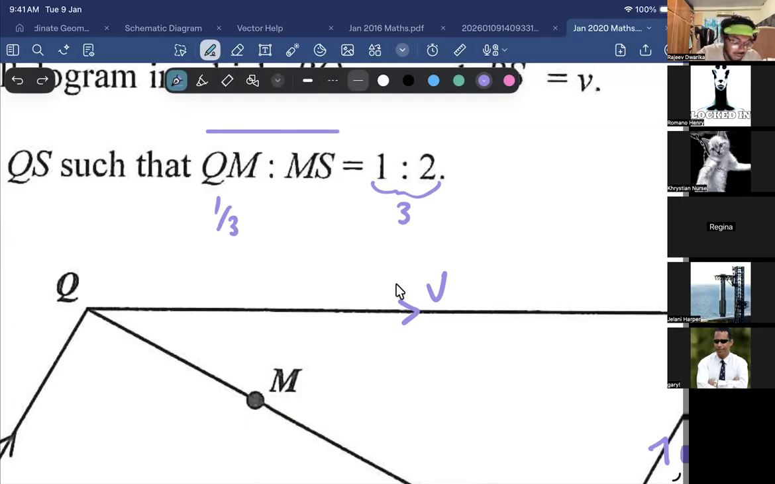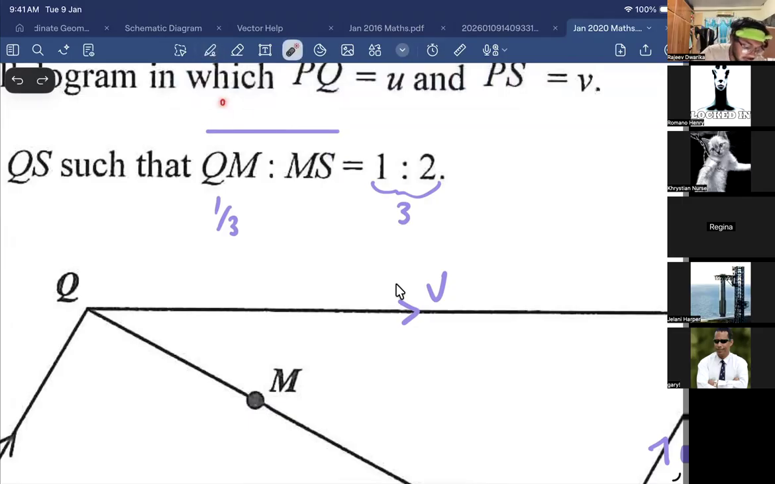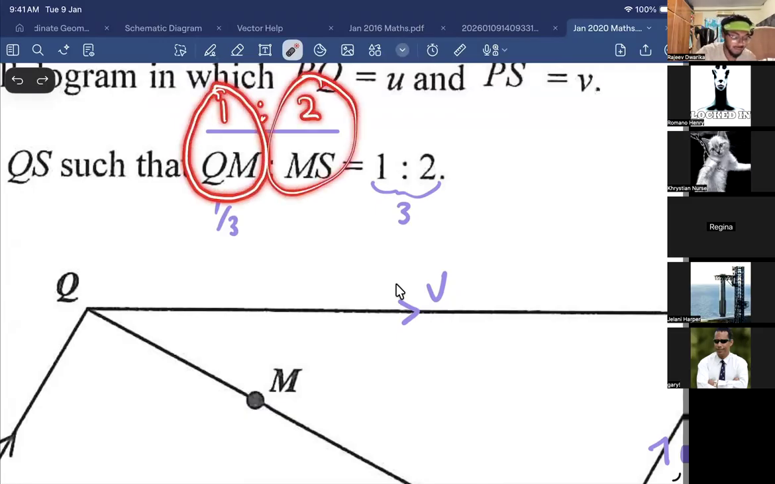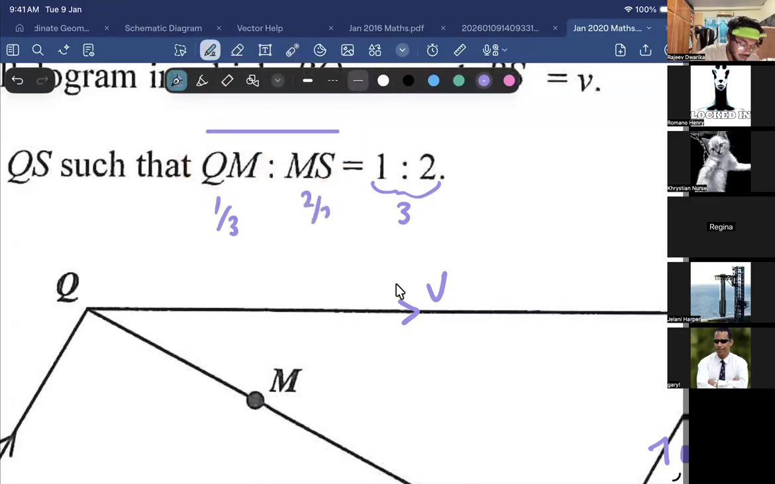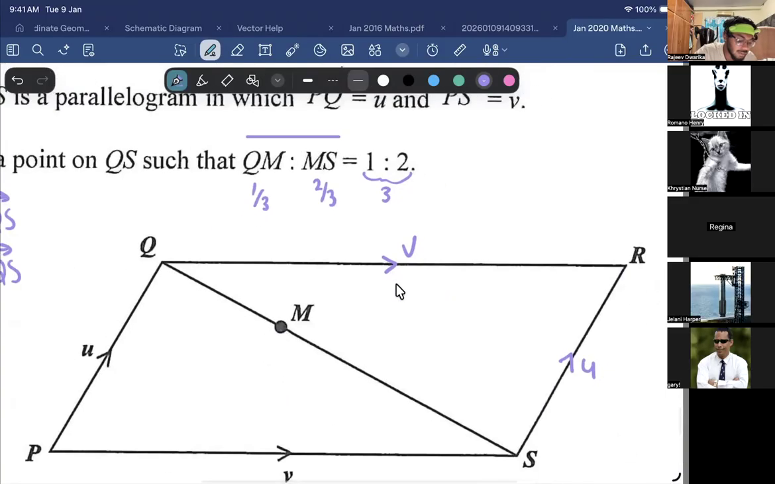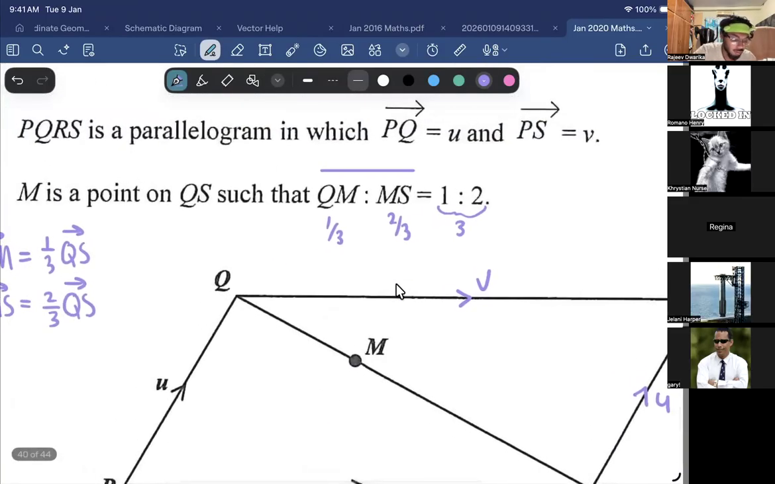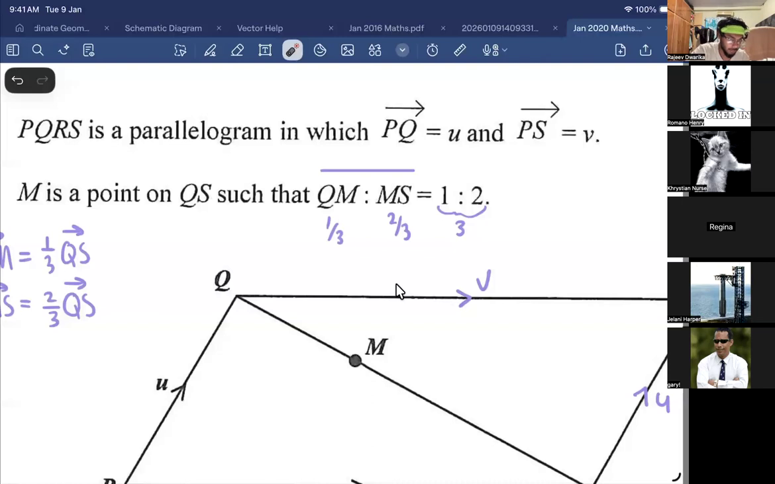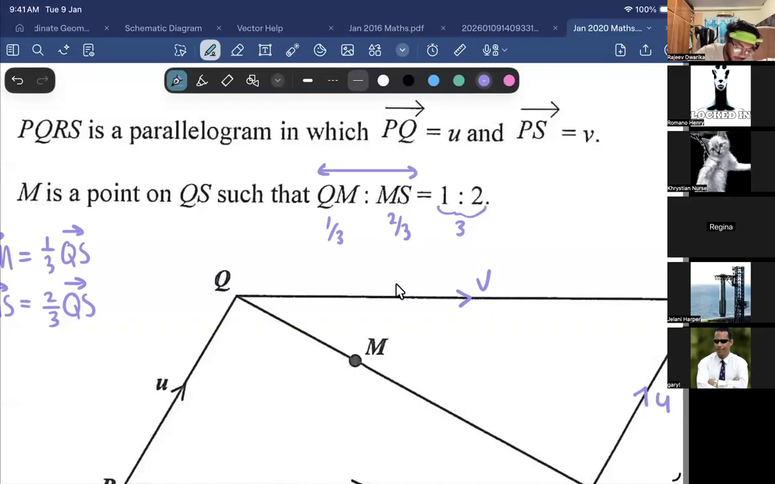Compare, it would be 2/3 actually. Sorry, check it out: 1 is QM and 2 is MS. So it's going to be 2/3. But it's going to be a third of what? What was the entire line we're talking about? QS. Exactly. So it's a third of QS, and it's 2/3 of QS.